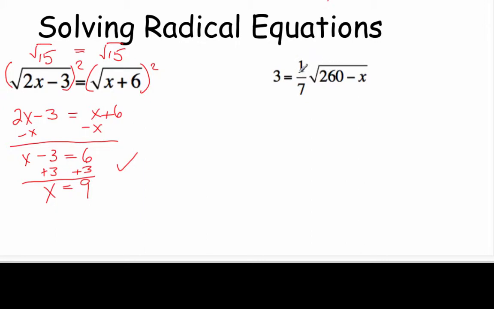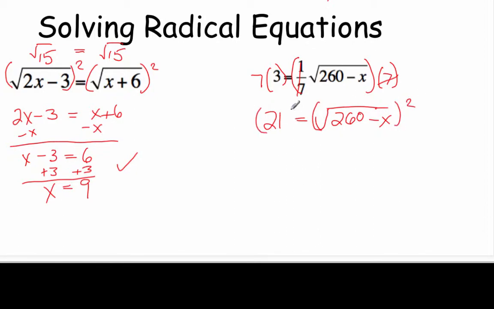All right, so let's take a look at this example over here then. Again, I want to isolate the radical. Well, I've got this 1/7 here, and I'm going to get rid of that 1/7. So I'm going to multiply both sides by 7. I'm going to take the 3 and multiply that by 7. The idea is that we get rid of the fraction. So now I have 21 is equal to the square root of 260 minus x, all underneath the square root symbol. What do I need to do to both sides? Boom, square it. Go ahead and square this side too.